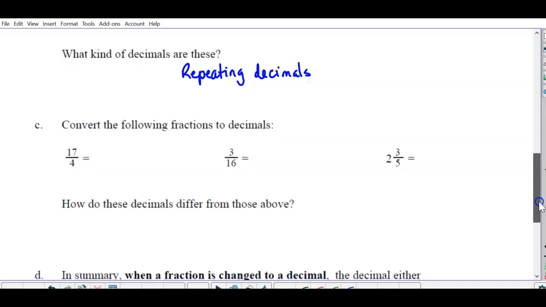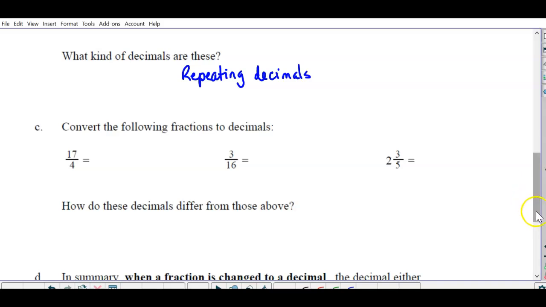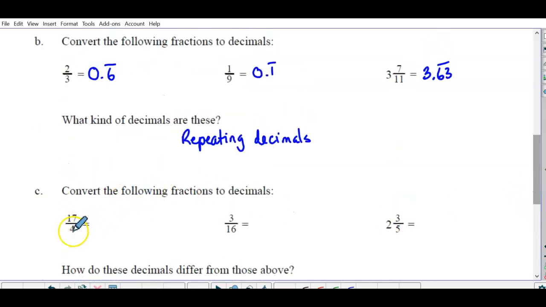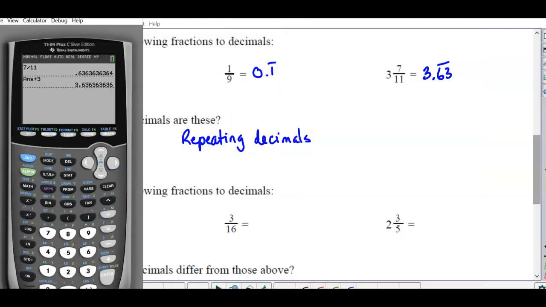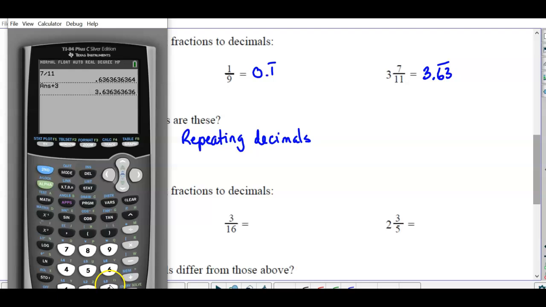Convert the following fractions to decimals. Again, same thing as above. If you're not sure, try to use some mental math. 4 goes into 17 4 times, with 1 remainder, so that's 4 1/4, so that's 4.25. Then 3/16. Maybe you don't know that off the top of your head. Sometimes I have to check that one myself. So 3 divided by 16 is 0.1875. And then remember 3/5. I always think, oh, well, that's easy to get a denominator of 10. That would be 6/10, so that's 0.6.